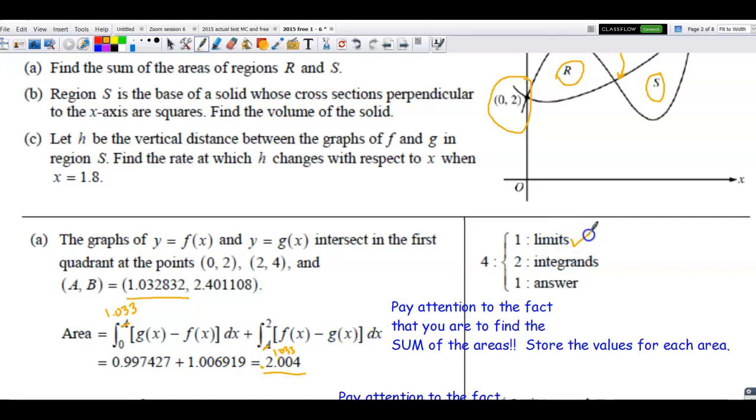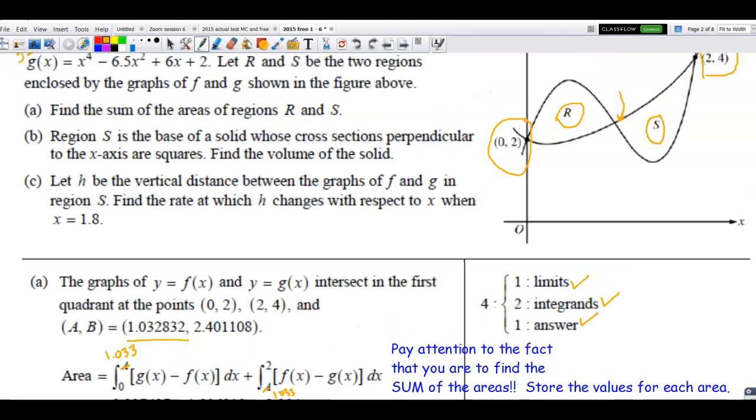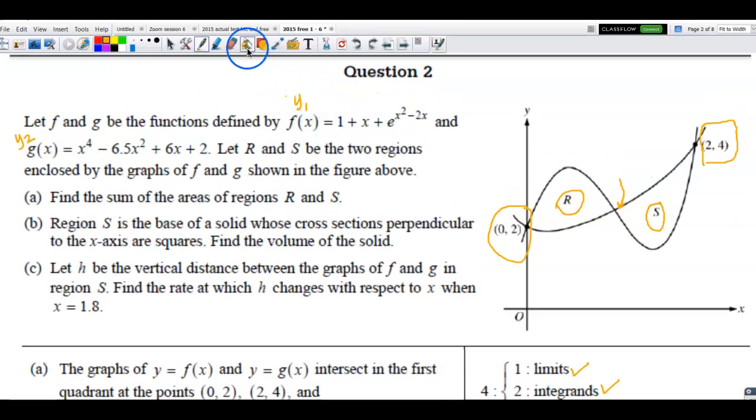1 point for your limits. That means find the point of intersection. 2 points for your integrands, meaning that you have top minus bottom, and 1 point for the correct answer. In letter B, they're having us focus only on region S. So let me get rid of this, and let me get rid of this.